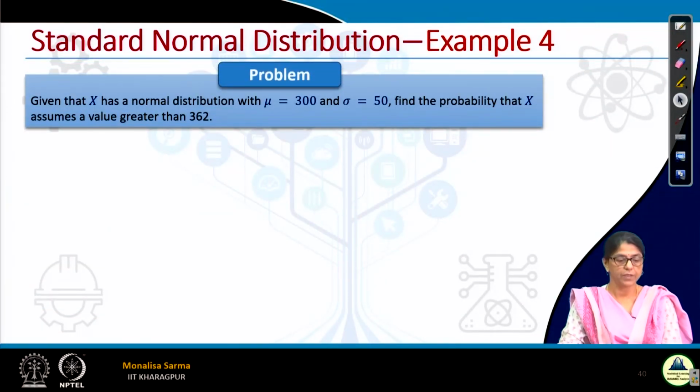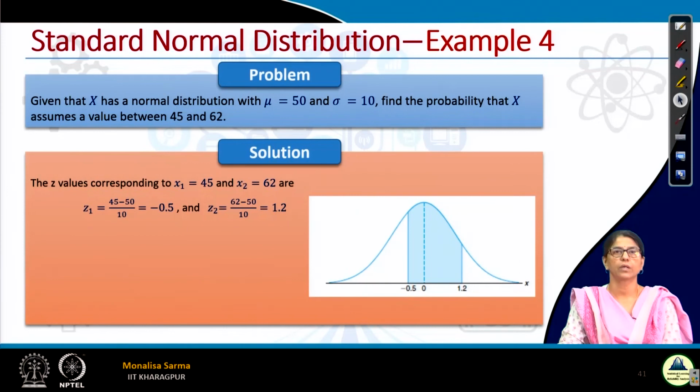So, one problem: given that x has a normal distribution with mean mu equal to 300 and sigma equal to 50, find the probability that x assumes a value greater than 262. Oh no, sorry, there is a slight mistake. This is the question: given that x has a normal distribution with mu equal to 50 and sigma equal to 10, find the probability that x assumes a value between 45 and 62. So, first, the values of the random variable are 45 and 62.